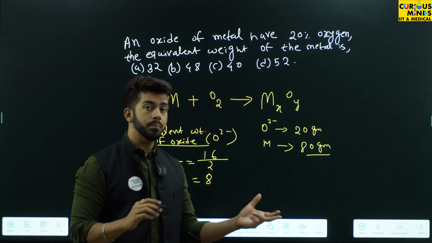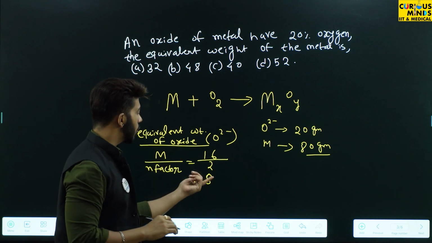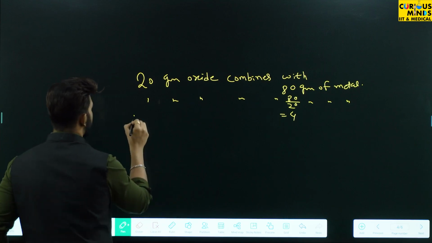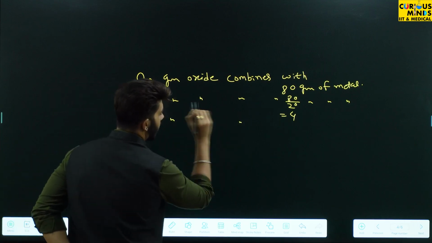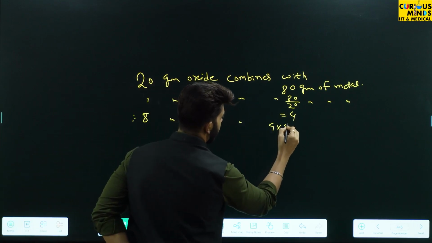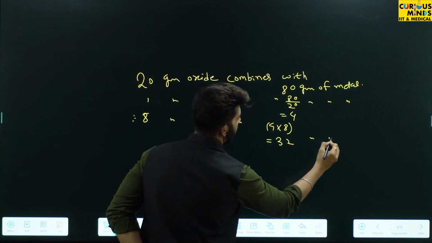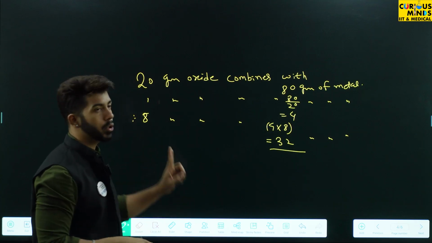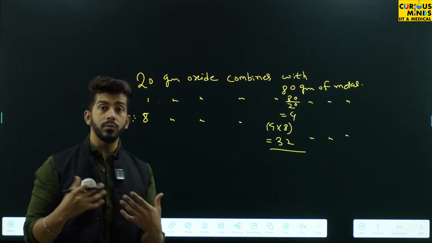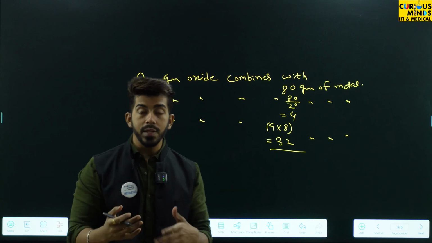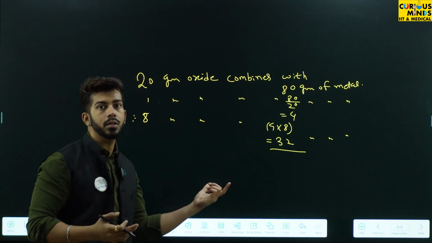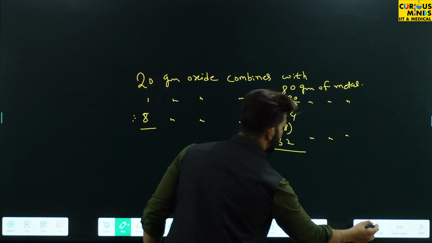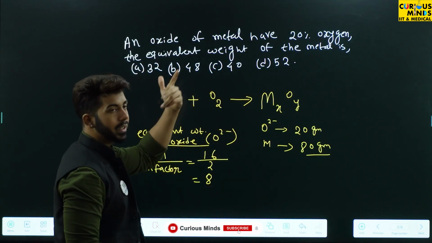But we know the equivalent weight of oxide is 8, right? 8 gram is the gram equivalent of oxide. So can I write, therefore, 8 gram oxide combines with 4 times 8, that is 32 gram of metal. So 32 gram metal will get combined with 8 gram of oxide. Now we know the equivalent weight of oxide is 8 gram, so obviously the equivalent weight of metal is 32 gram. If this is the equivalent weight of oxide, this will be the equivalent weight of metal. Now look at the question. The equivalent weight of the metal is obviously 32.